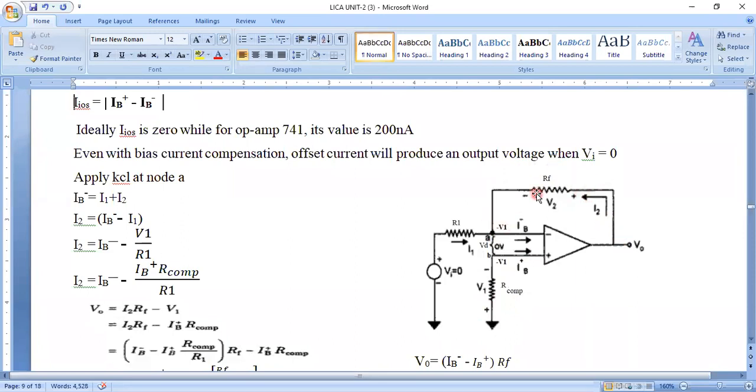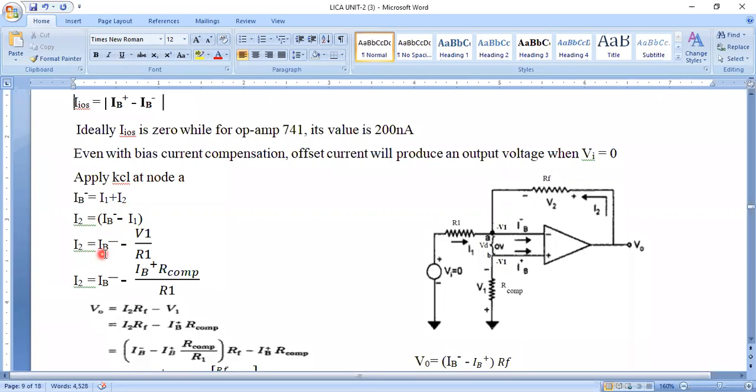Here there is a difference: this is the high feedback resistance, connected between the inverting terminal of the operational amplifier and the output terminal. Here IB minus, that means the base current flowing in the inverting terminal, is equal to I1 plus I2. We used the same expression in the previous class, for the previous discussion of input base currents. So the value of I2 is equal to IB minus I1.